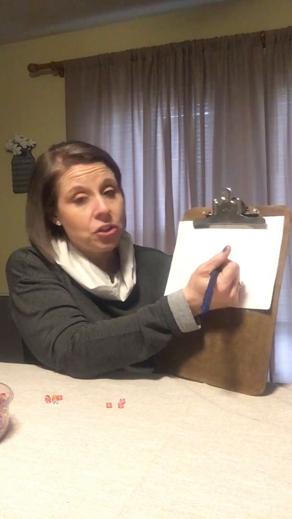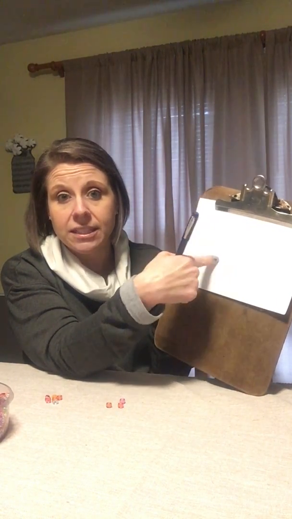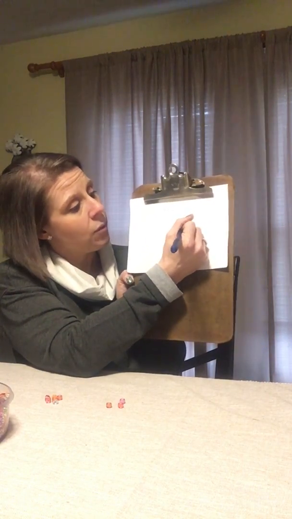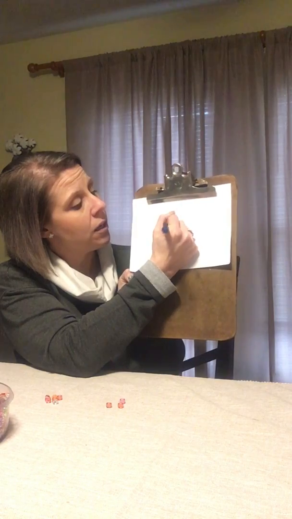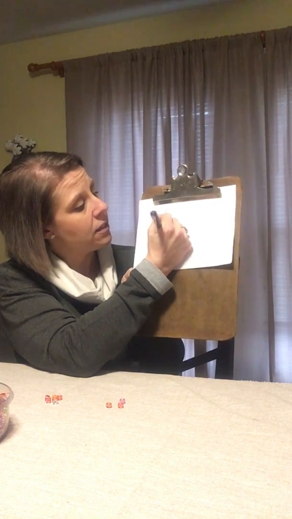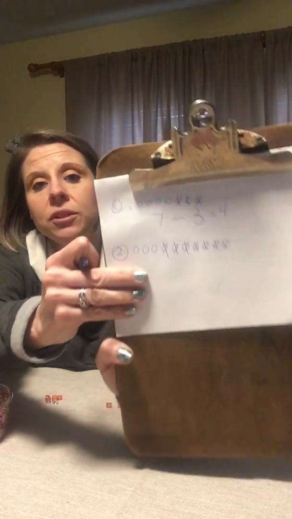So now, to show that they ate 7 of these cookies, I need to put X's on 7 cookies. So I go 1, 2, 3, 4, 5, 6, 7. So it should look like that.